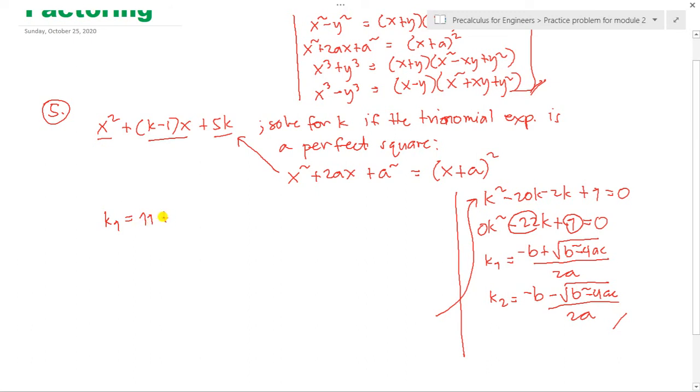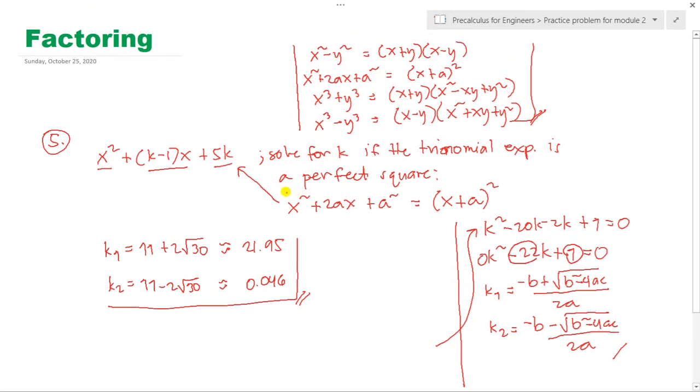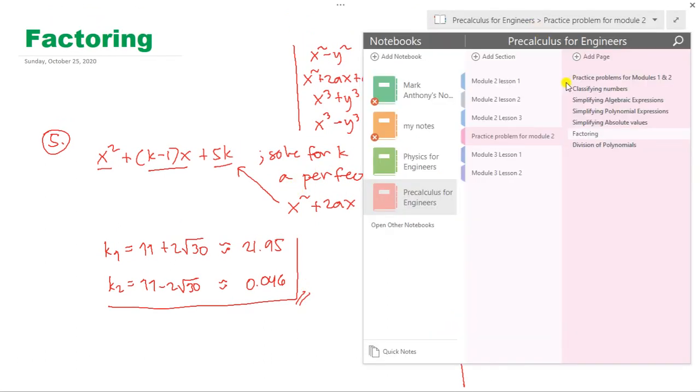11 plus 2 square root of 30. So this is approximately equal to 21.95. Our second k is equal to 11 minus 2 square root of 30, or approximately equal to 0.046. So, ito yung mga values ng ating k1 tsaka k2. So, yun lang class. Medyo tricky siya. Just apply the principles lang sa mga types of factoring. So, yun lang yung masishare ko sa iyo sa factoring.